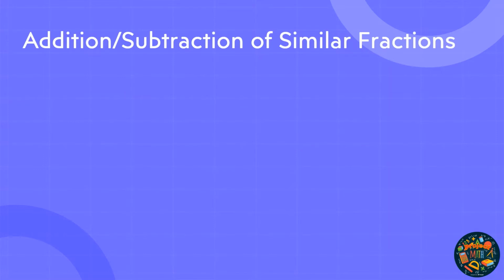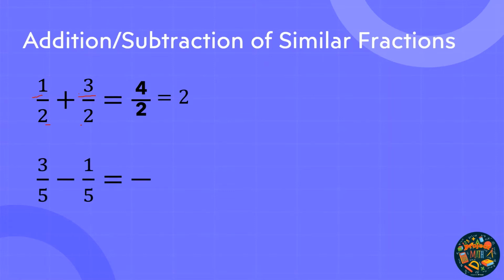Paano nga ba mag-add o mag-subtract ng similar fractions? Let us see. For example, we have 1/2 plus 3/2. So just simply add the numerators. 1 plus 3 is equal to 4. Then copy the common denominator. So we have 2. And simplify the result if possible. So 4 divided by 2 is equal to 2.